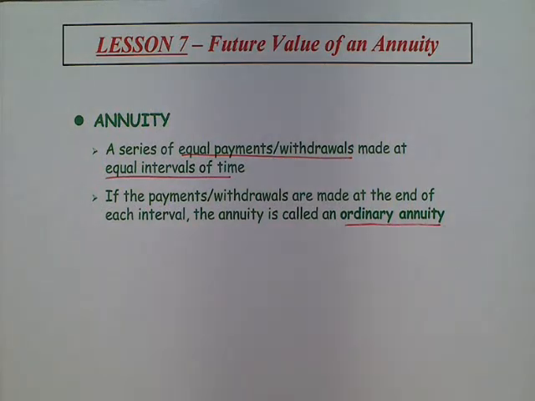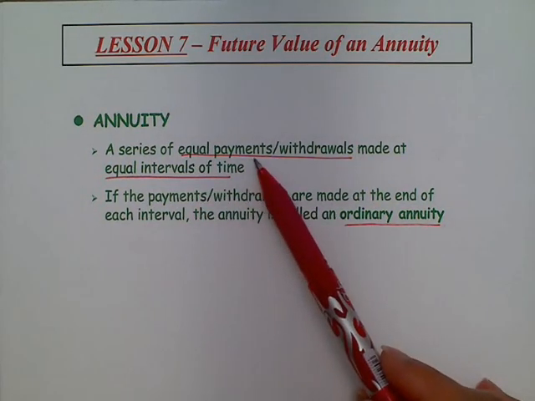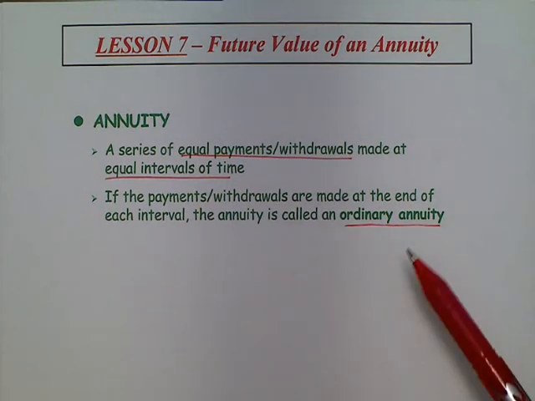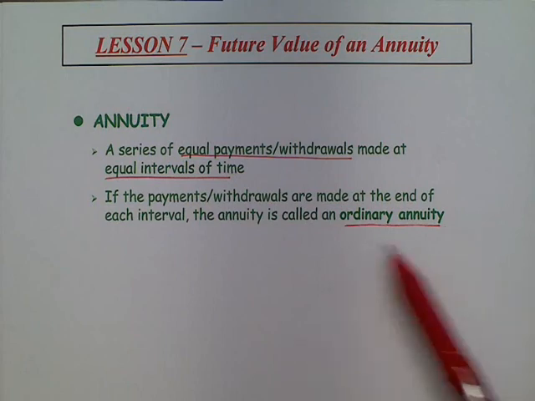Future value of an annuity. So let's take a look at the definition of an annuity. An annuity is a series of equal payments or withdrawals made at equal intervals of time. If the payment or withdrawals are made at the end of each interval, the annuity is called an ordinary annuity.